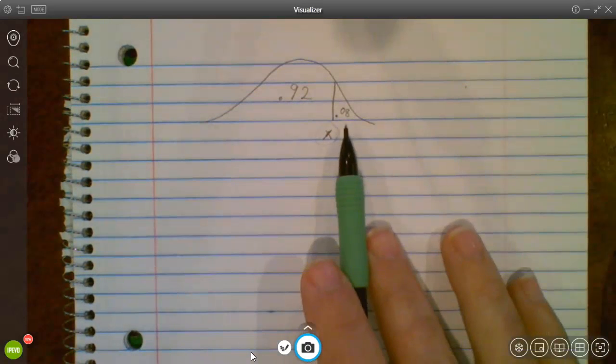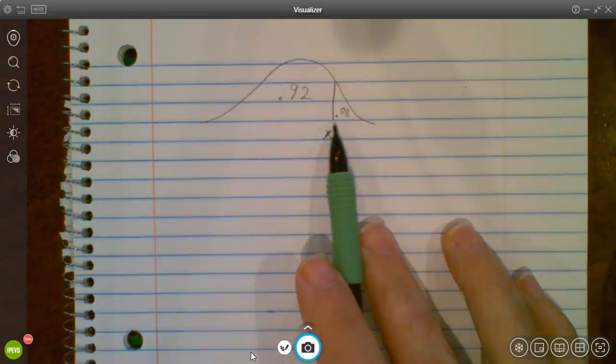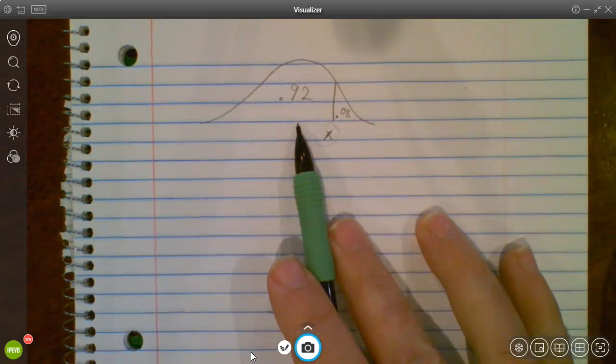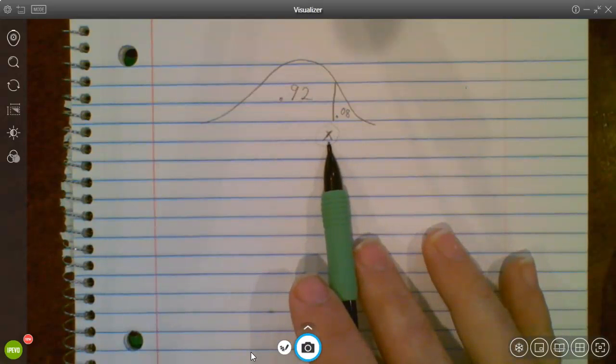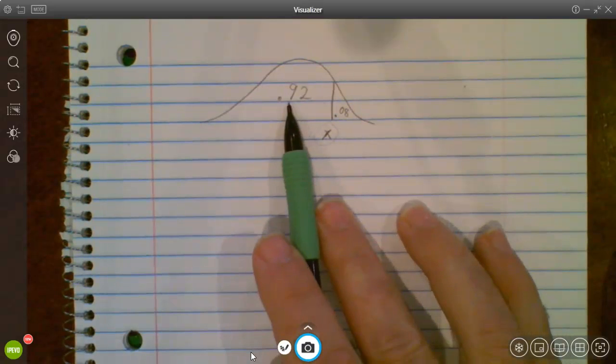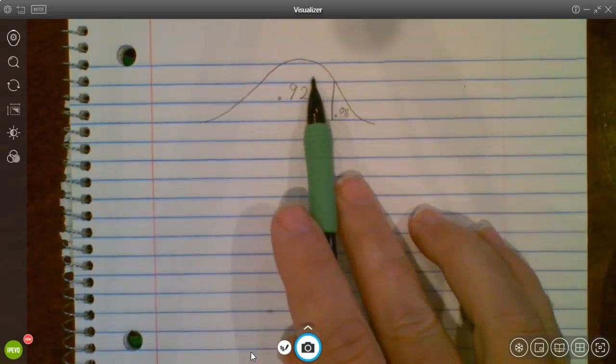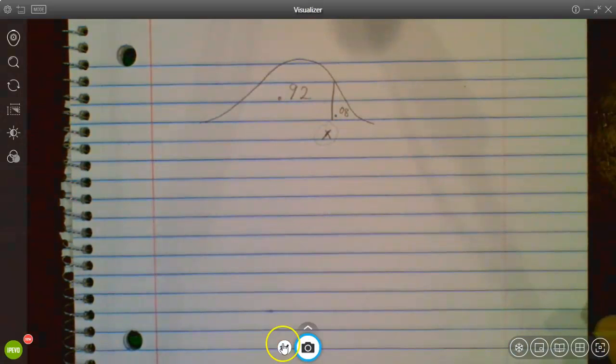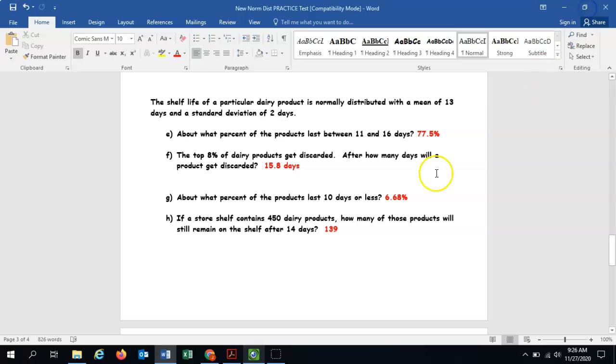No matter which way I say it, it's still referring to the same X value, right? I can say there's 8% to the right of it, or I could say there's 92% to the left of it. No matter which way I say that, that still doesn't change its position. That's still the same X value. But when we calculate this, the calculator always wants this number to the left of X. So that's why we're using that guy. So that's where we got this value right here.